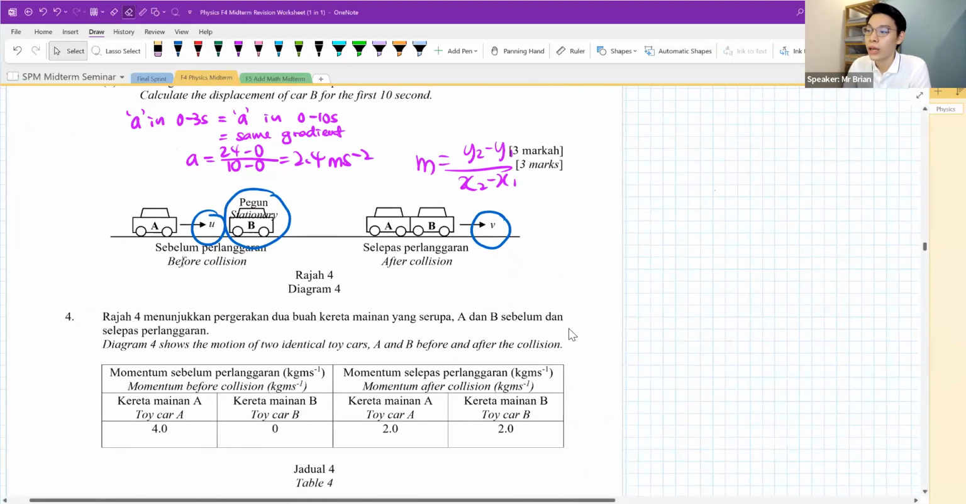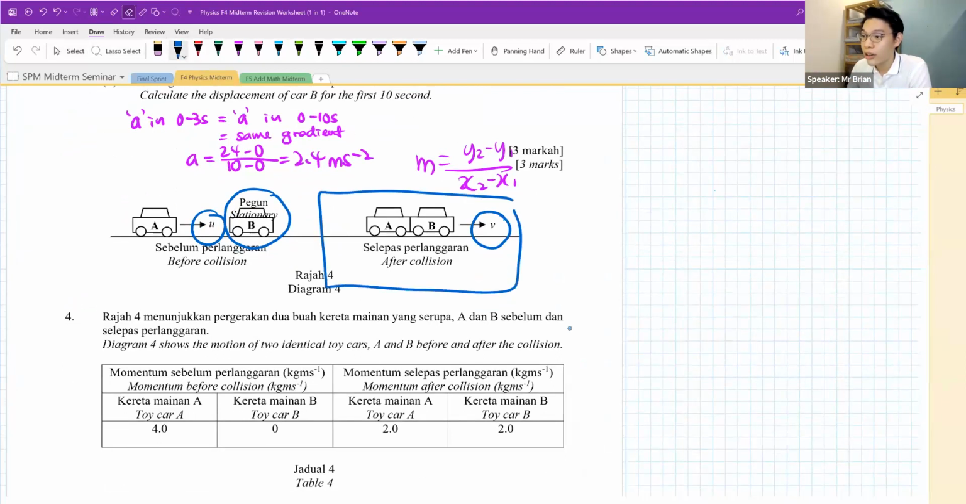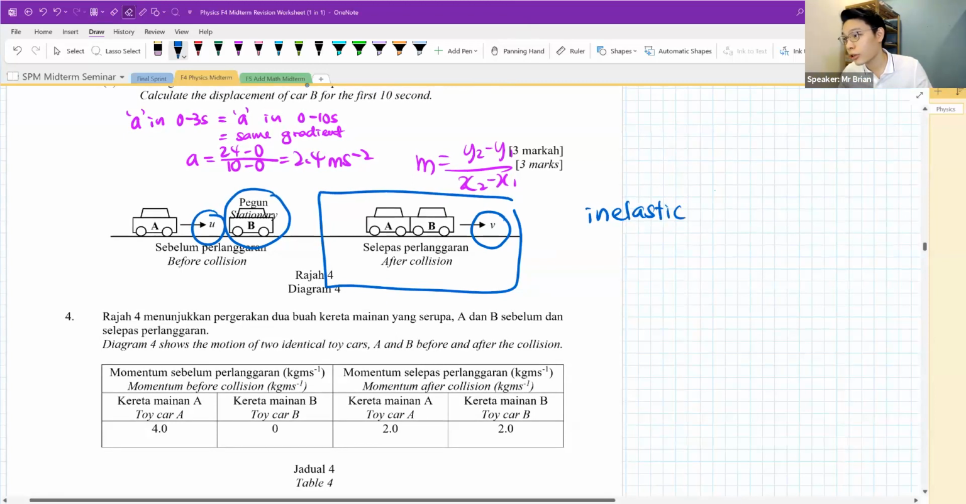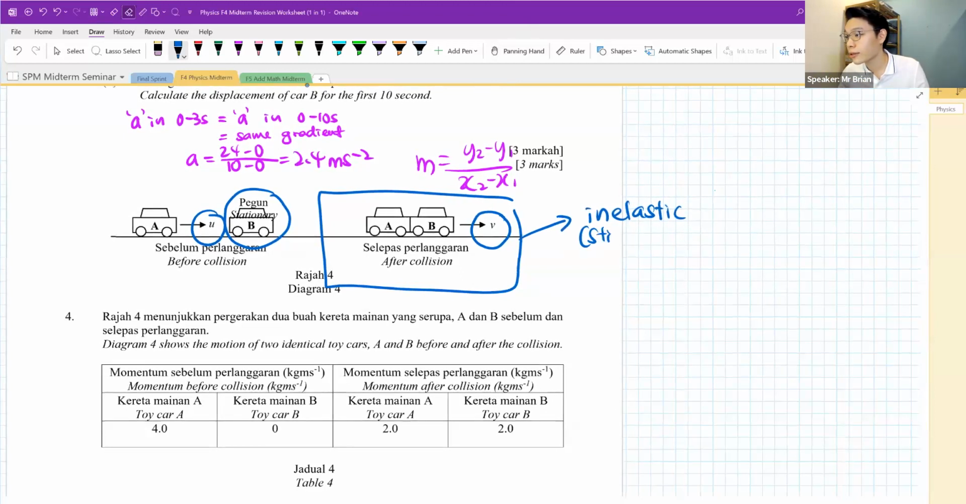Okay, quick question. If you see they look like this, can you all tell me what kind of collision is it? Are you able to tell what kind of collision this is? You know how to see or not? Yes, very good. Those who answer inelastic, very good. Inelastic collision. How to see? Because they stick together. Right? Stick together. So inelastic, they combine together afterwards.